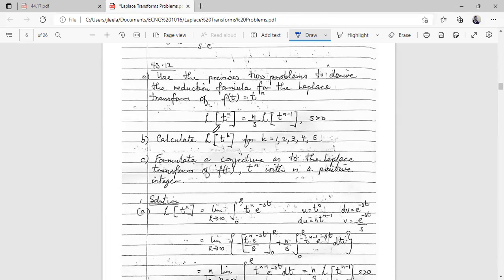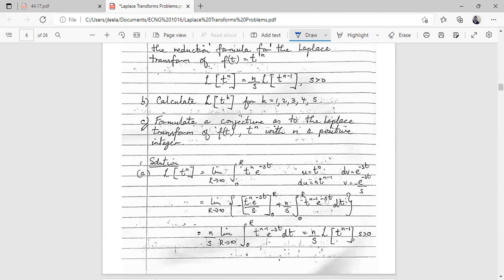I want to derive that. Secondly, part B, I want to find the Laplace of t^k for k going from 1 to 5. So you want the Laplace of t, the Laplace of t squared, t cubed, t to the power 4 and t to the power 5, right? And finally, in part C, formulate a conjecture as to the Laplace transform of f(t) = t^n, with n a positive integer.